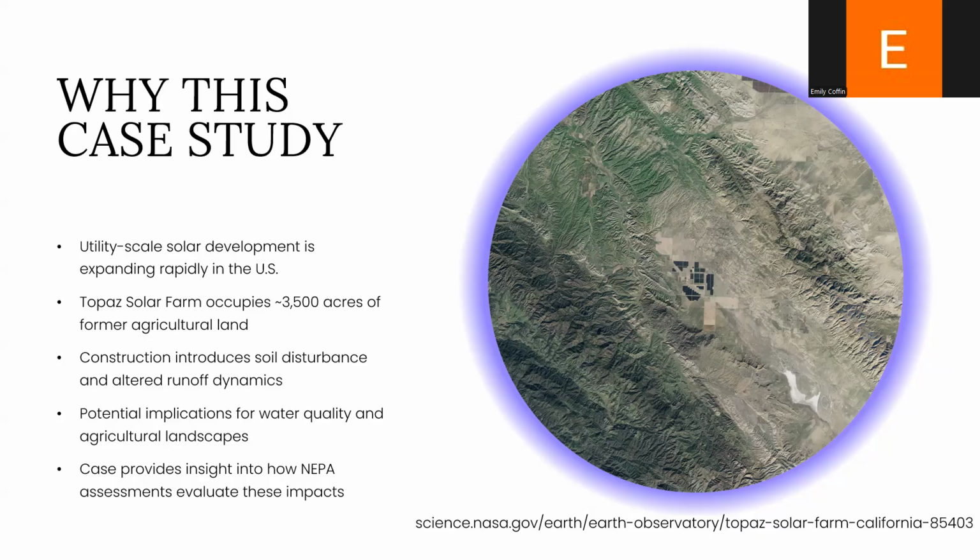Converting ag land to energy infrastructure introduces soil disturbance, changes to surface hydrology, and potential erosion risks. These types of environmental changes can have broader social implications. For example, altered runoff dynamics may affect water quality, downstream agricultural systems, or local ecosystem services. This project provides a valuable opportunity to examine how these impacts are evaluated within the NEPA environmental impact statement framework and whether those impacts are effectively connected to social outcomes.